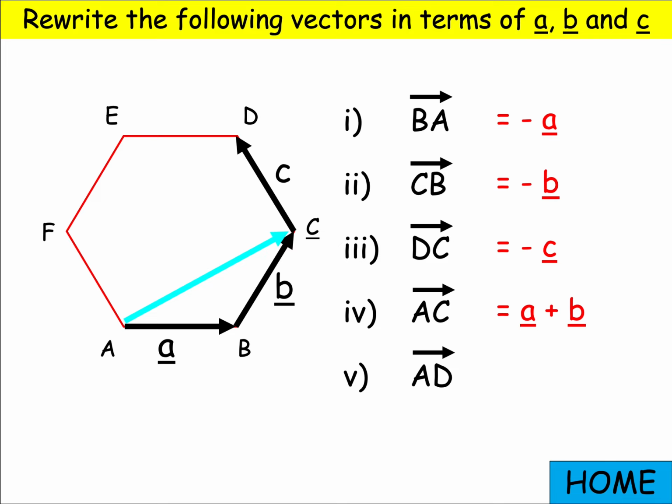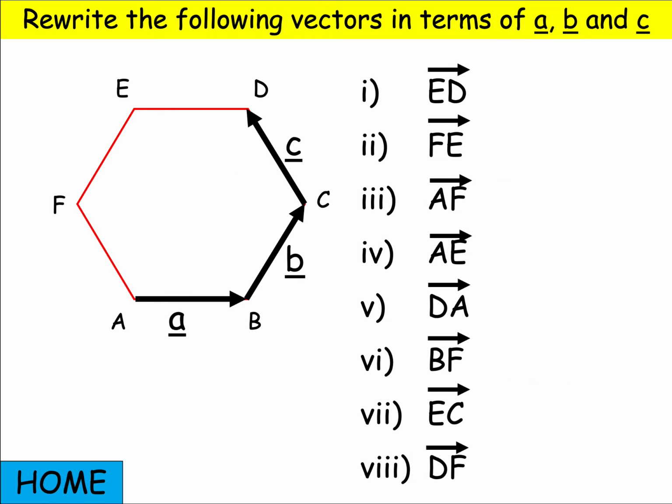And AD, to get from A to D, we have to go along a, then along b, then along c. So AD is equal to a plus b plus c. Rewrite the following vectors in terms of a, b, and c. Stop the video and work the answers out for yourself. Here are the answers.